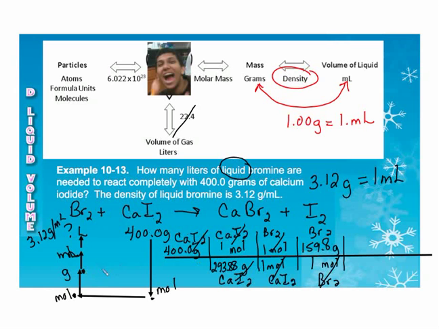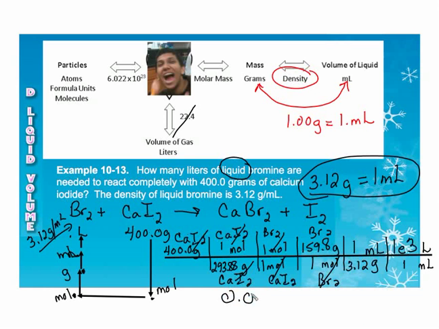Now, I have grams, and I want to go to volume. Well, the only conversion I have is grams to milliliters. Now, once I have milliliters, I can get to liters pretty easy because 1 milliliter is 1 times 10 to the minus 3 liters. Okay? My density gives me that conversion. If you write it as an equality, I think it's a little easier to see. 3.12 grams is 1 milliliter.